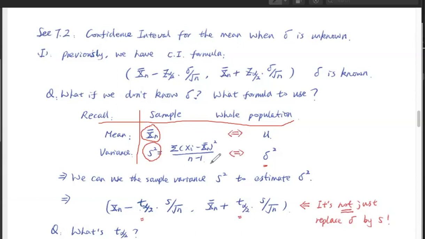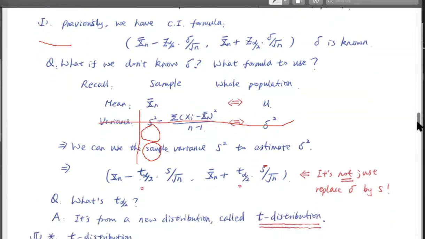So in other words, in 7.2 here, what we will do is try to use S to mimic, to replace sigma, but that's not enough. We also need to do something else. We cannot just replace sigma by S. So in the formula, you will see, previously here was a sigma, now it is S. Here is S.